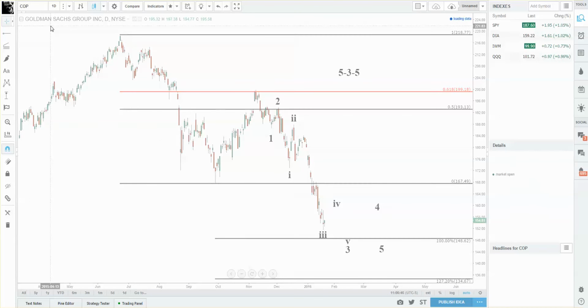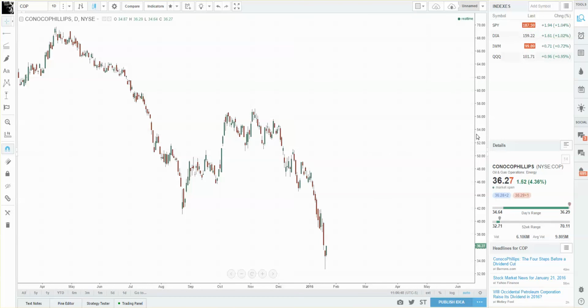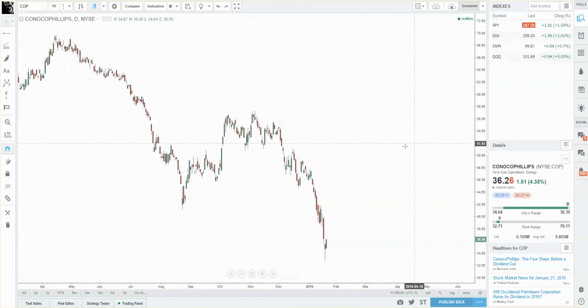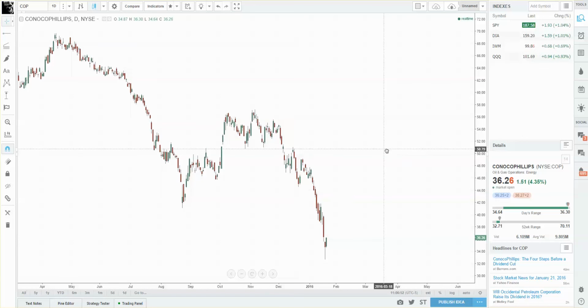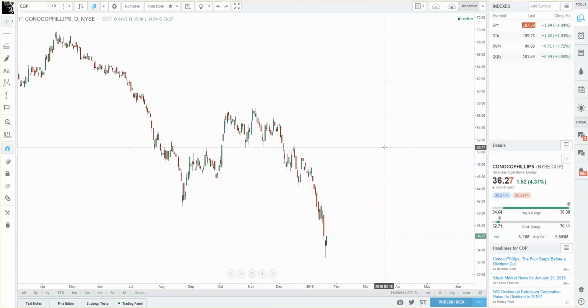ConocoPhillips. In fact, this is one of my favorite stocks in terms of quality. But unfortunately, as long as oil continues to go lower, stay away from this. But this is one I wouldn't particularly short. But let's take a look at the Elliott wave count.